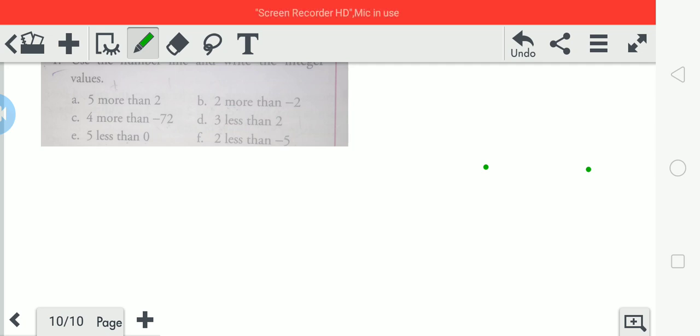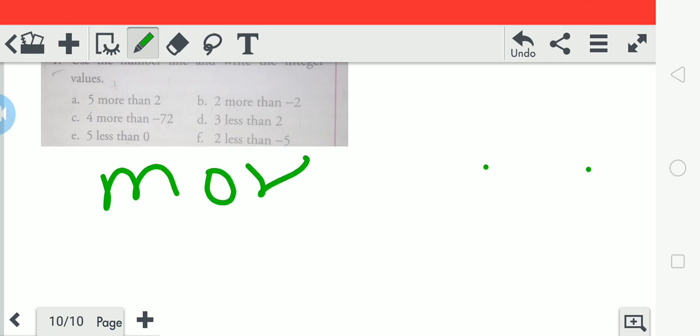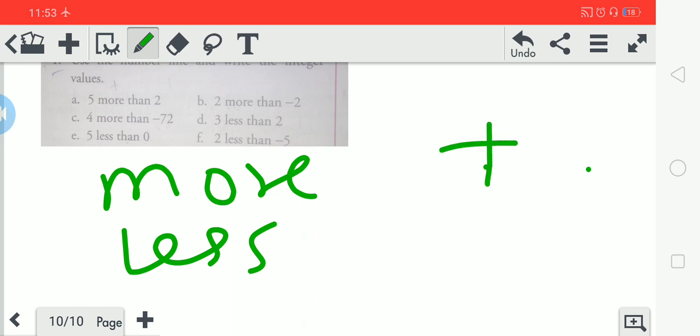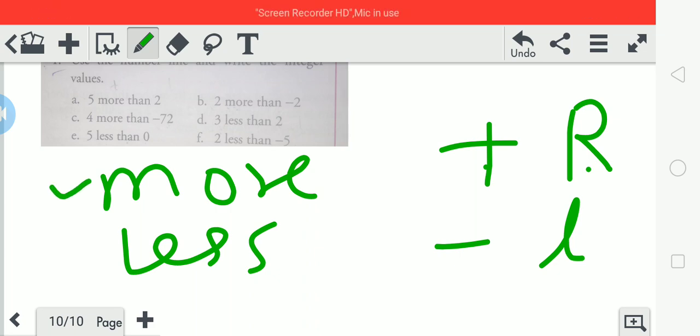Here you can observe the two words are continuously coming, that is more and less, right? So more means plus and less means minus. So for the plus we are going to the right side and for the less we are going to the left side. I repeat, the words are coming here, more and less. More means plus, and for the plus we go to the right side on the number line. Less means minus, so for the minus we go to the left side on the number line.